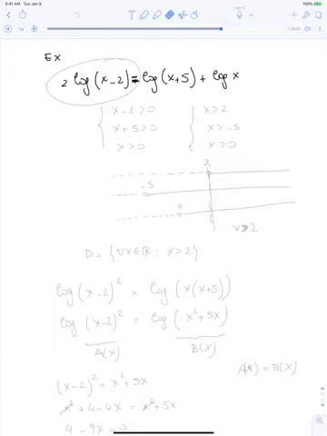So the first step is that the arguments of these logs have to be positive. So we're going to have that x minus 2 has to be greater than 0, x plus 5 has to be greater than 0, and x has to be greater than 0, which means that x is greater than 2, x is greater than minus 5, and x is greater than 0.